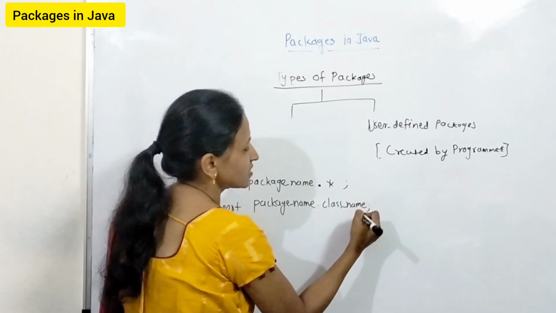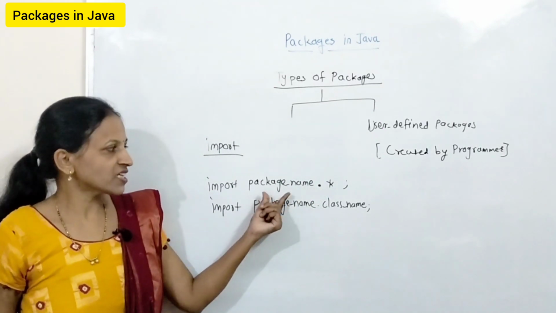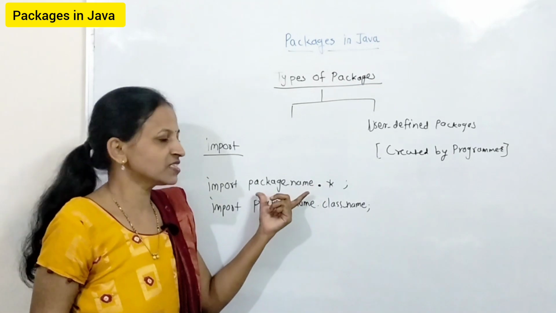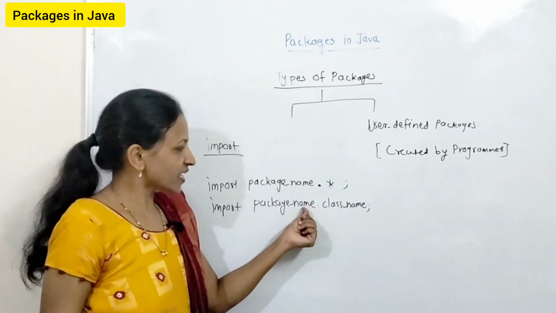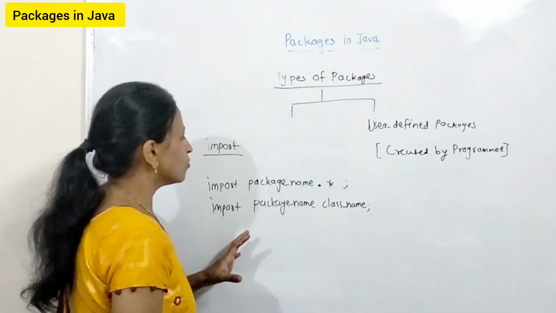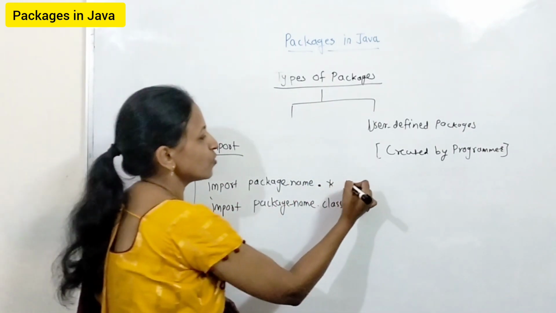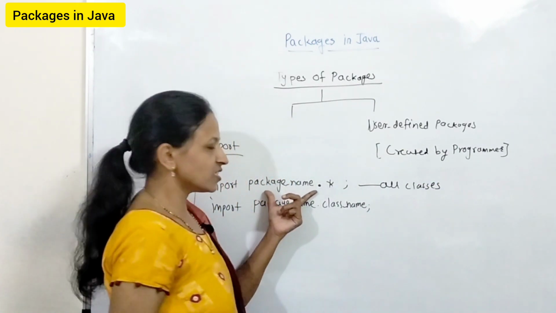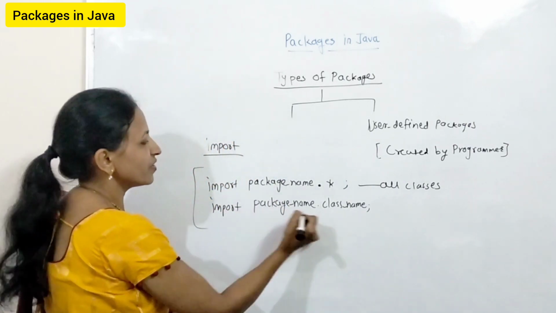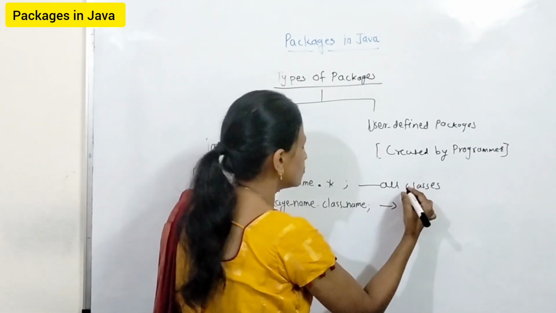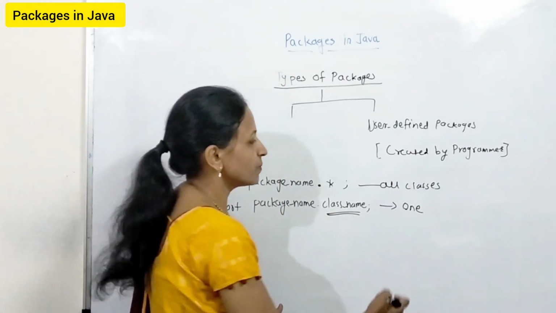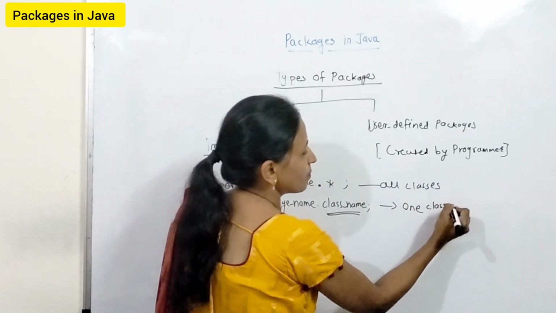Means only one class. See, if you have written package name dot star, the meaning of this statement is that I want to use all classes from this package. If you have written package name dot class name, it means I want to use only this class from this package. So there are two ways. This one is for all classes. If you have written this type of import statement, then you can use all classes from this package. If you have written a statement like this, you can use only the one class represented by this class name inside your program.